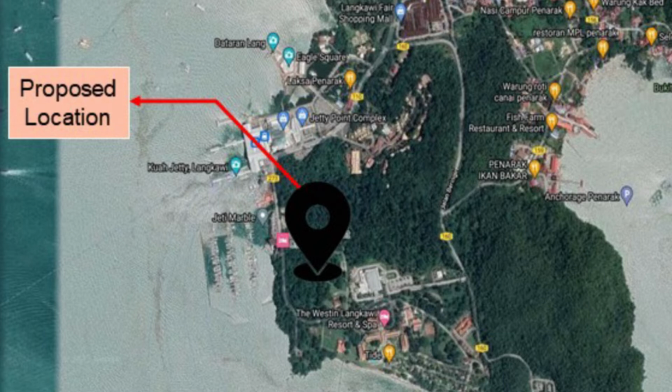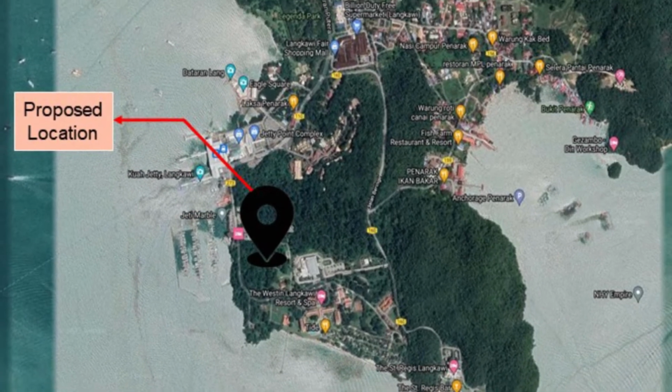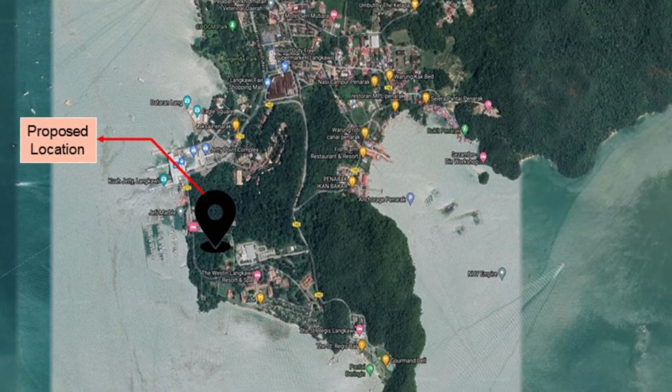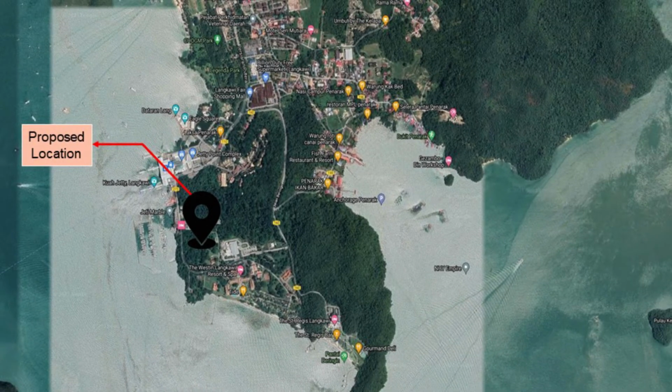This location is also very strategic because it's very close to the available jetties, such as Jetty Marble and Kuah Jetty. The best part is that it is surrounded by other chalets, hotels, shopping malls, and restaurants, but a little bit far from the city of Langkawi.